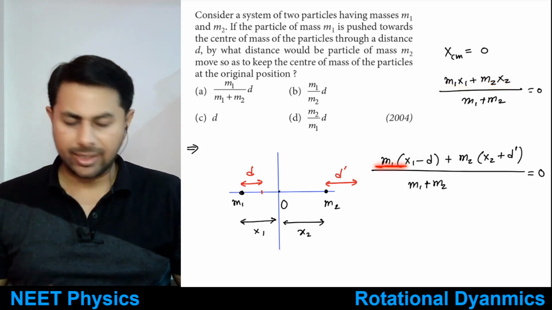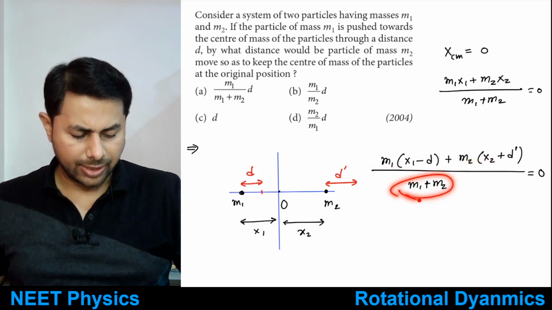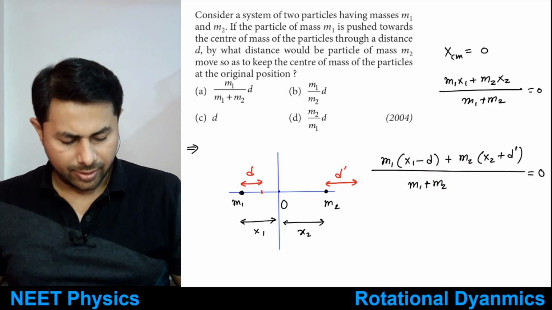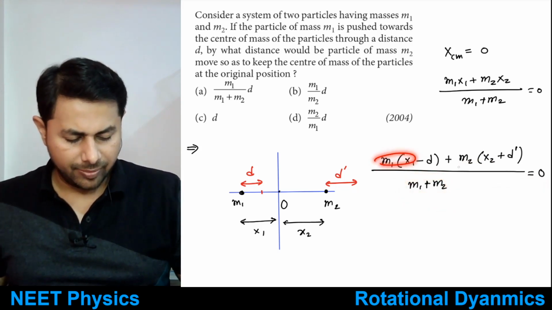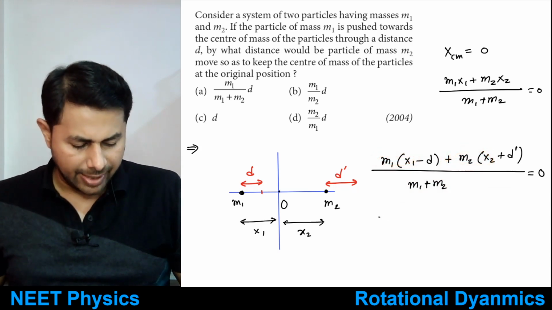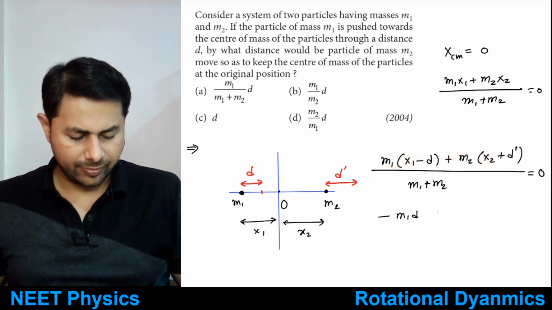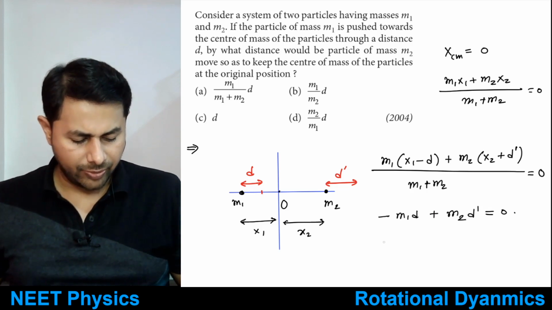That means this m1 x1 plus m2 x2 will give you 0, right? You can move m1 plus m2 to the other side, no problem. That thing multiplied by 0 is still 0, and m1 x1 plus m2 x2 is 0. That means what remains is minus m1 times d plus m2 times d dash, and that should be equal to 0.